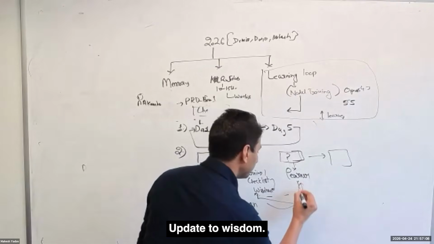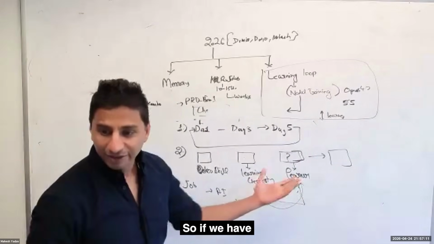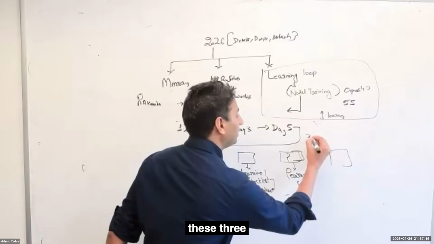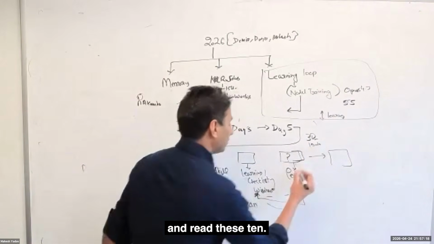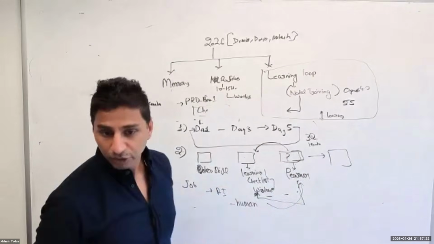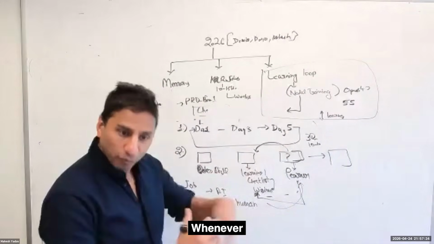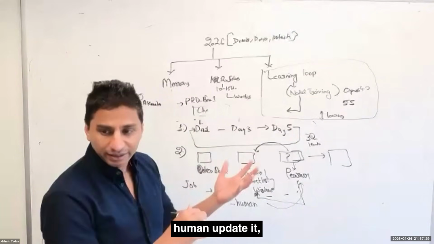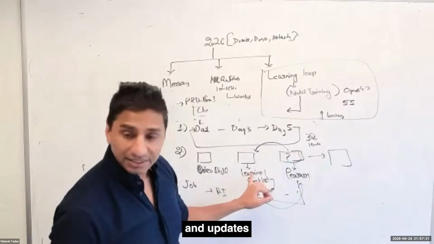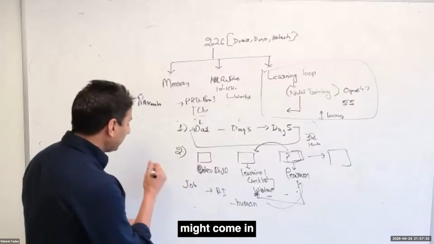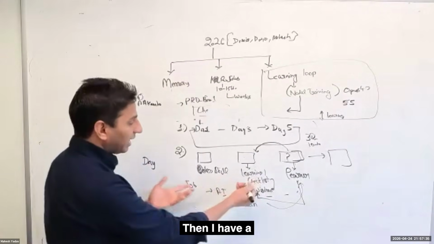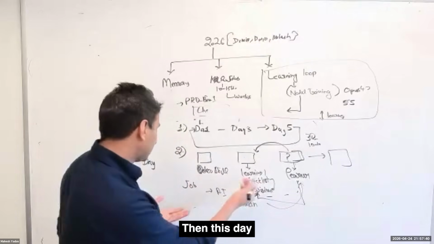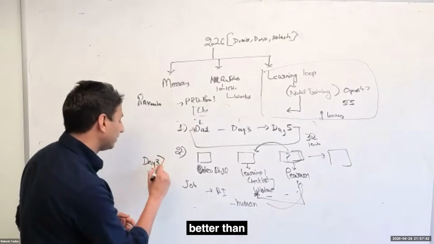Update the wisdom? That's one thing we can do. If we have a learner that learns, it does the diff: oh, Mahesh removed these 3 and added these 10, so update the checklist. Good. So whenever a human updated this, it does a diff and goes and updates the wisdom. Then next time I come in, on day 3, I have a better checklist or better wisdom. Then this day 3 will look better than day 1.